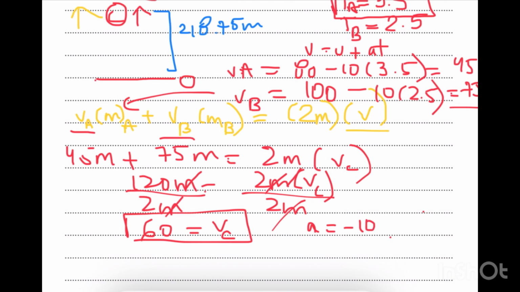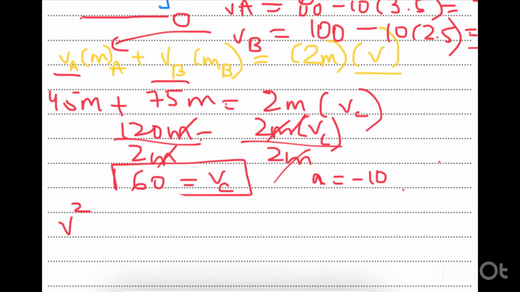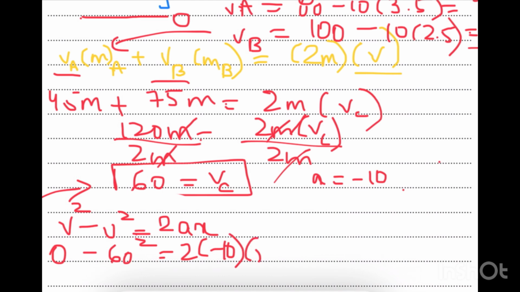But now we need to find the maximum height that particle C reaches before it starts moving downwards, and that will be when its final velocity is 0. We can use the kinematics formula, final velocity squared minus initial velocity squared equals 2 times the acceleration multiplied by the distance traveled. The final velocity we take as 0 and the initial as 60, which we found here. 60 squared is equal to 2 times minus 10 times x. So this becomes minus 3600 equals minus 20x, and if we divide by minus 20 on both sides, we get x equals 180 meters.